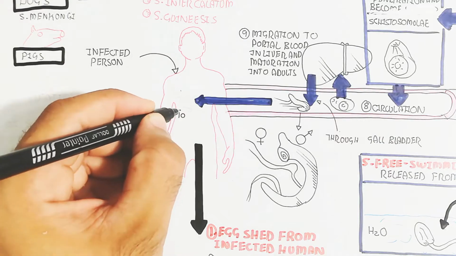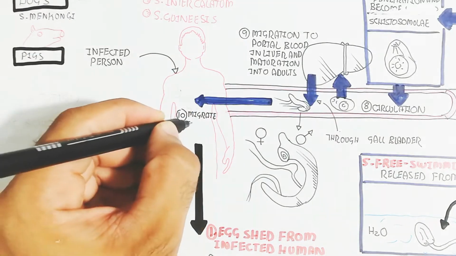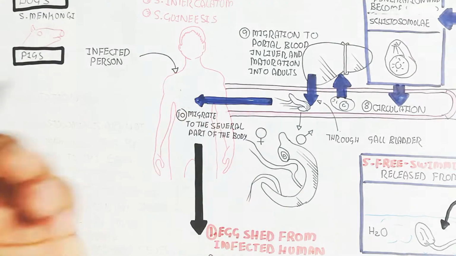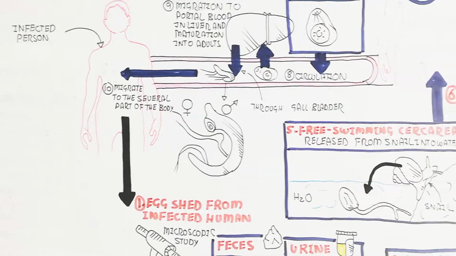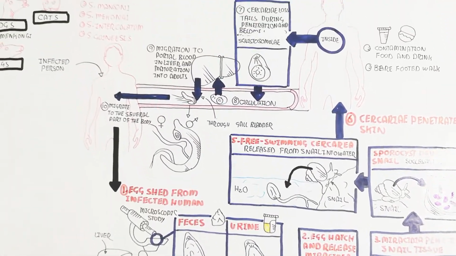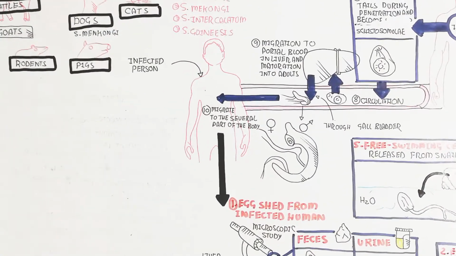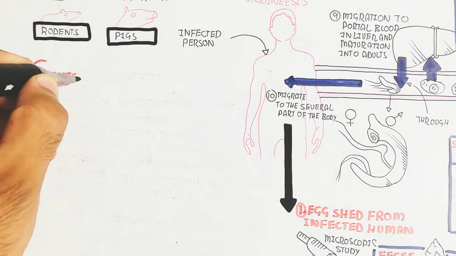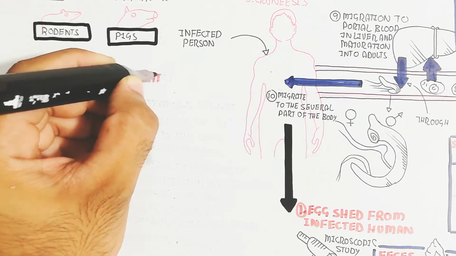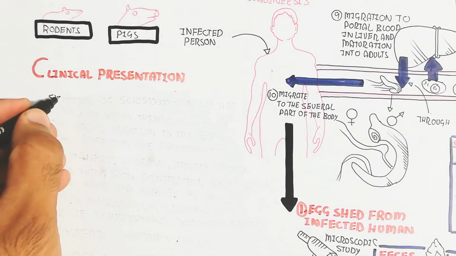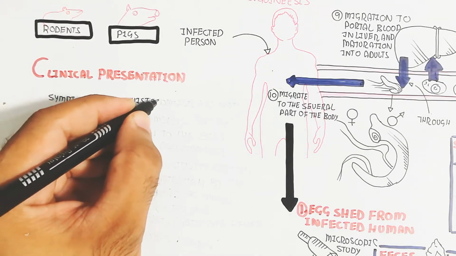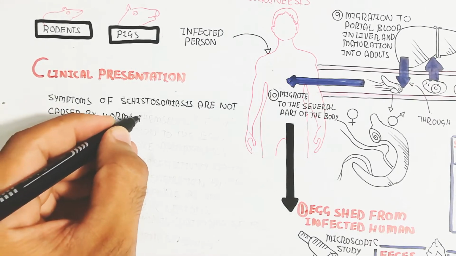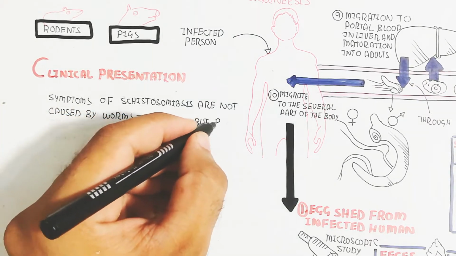After this, basically again the cycle will occur when the infected person migrates to several parts of the body. After maturation and adult formation, which contains the characters of male and female, sexual reproduction is also involved to produce eggs, which pass into the feces and into the urine.